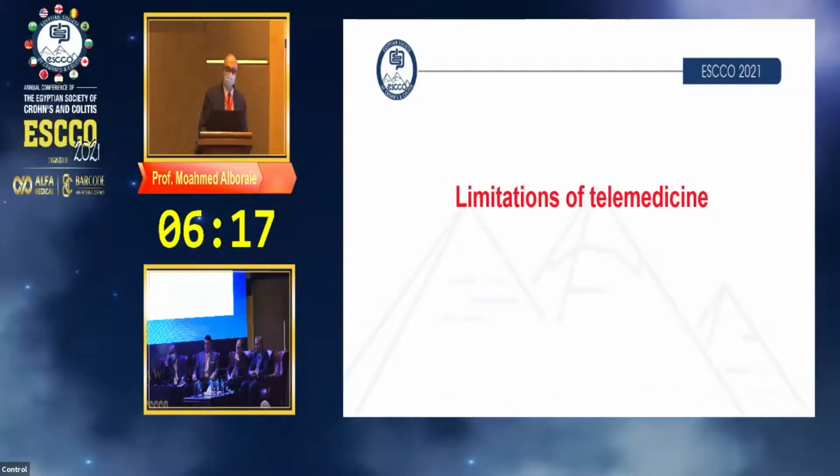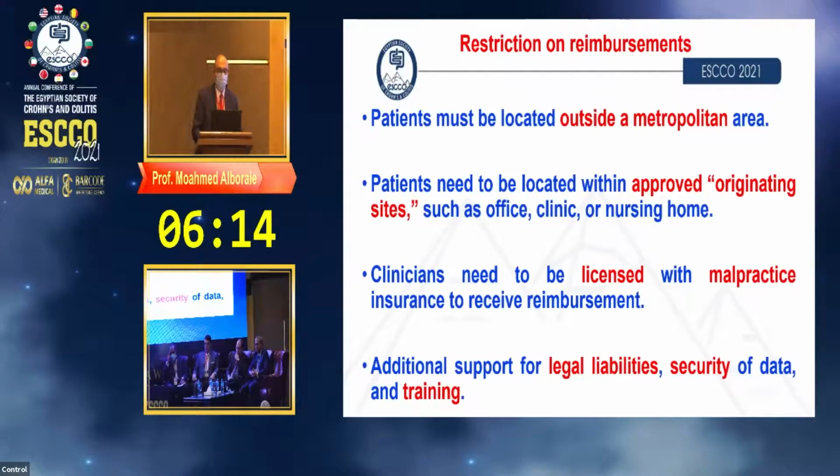There are some limitations of telemedicine, as with everything. These are mainly about the restrictions of reimbursement. There are some rules in the USA that when the patient is using telemedicine, the patient should be outside the metropolitan area. And there are specific sites where the patient can go to consult his physician using telemedicine, and the physician has to have a specific license and specific insurance against malpractice, and there should also be some security in the connection between the patient and the physician.